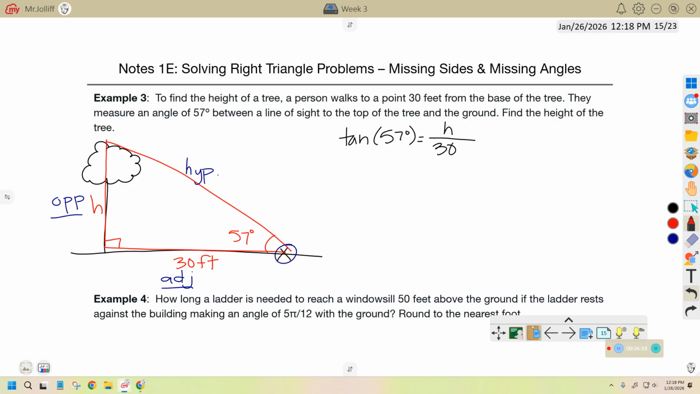Alexis, what do I do next? Multiply by 30. Very good. Opposite operations, reverse PEMDAS. Very good. We get H equals 30 tan 57 degrees. What mode does your calculator need to be in? Degrees.